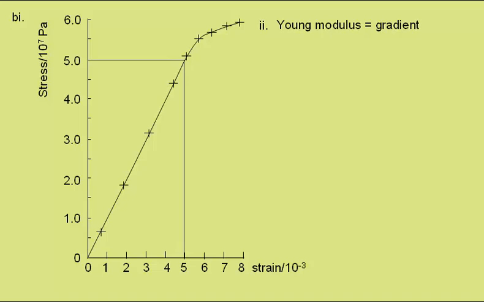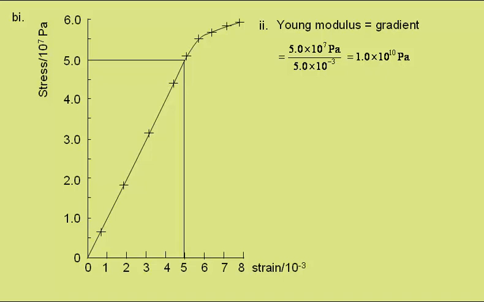And so we can do as large a triangle as possible of the straight portion, and this gives the change in y of 5 times 10 to the 7 pascals, the change in x of 5 times 10 to the minus 3. Strain has no units as it is length divided by length. This gives a Young modulus of 1.0 times 10 to the 10 pascals.